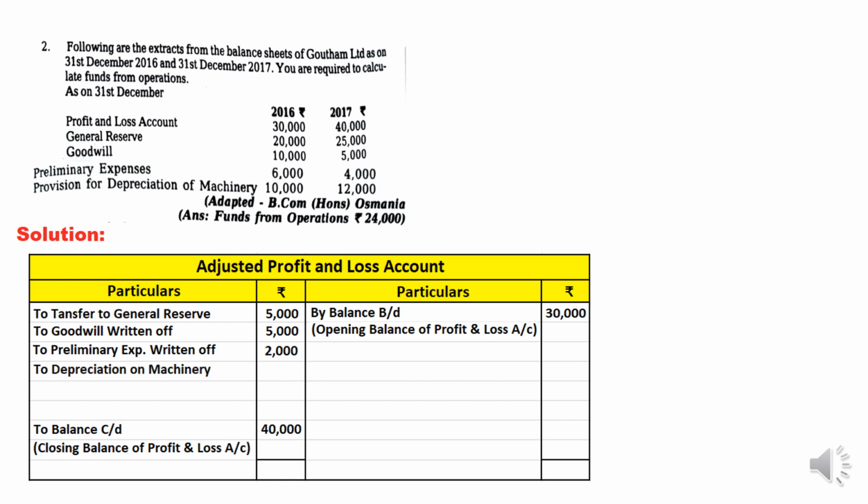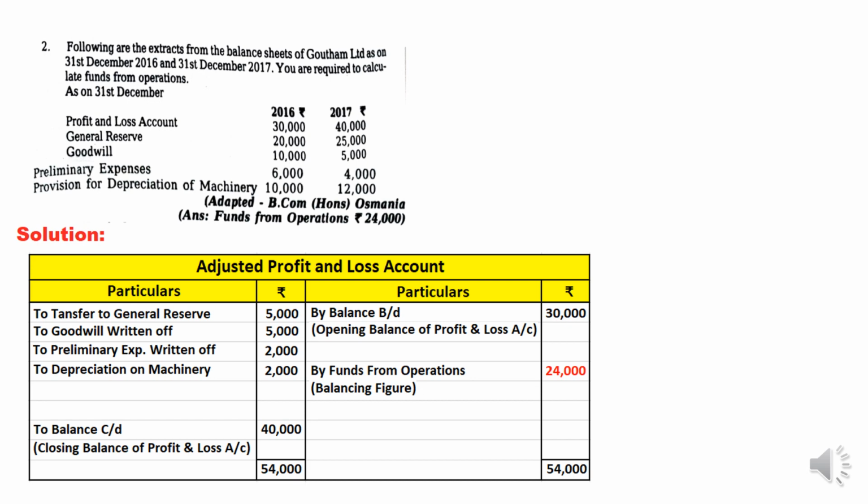Depreciation we had 10,000, now it is 12,000. Depreciation is increasing by 2,000. In the sense we are charging depreciation in the current year of 2,000. Like this we will write all the items. Then we will close the account. Whichever side is more, we will write on both the sides. Since we have the debit side more, 54,000, we will write 54,000 on both sides. Balancing figure we are getting is 24,000 on the credit side. This figure is called by funds from operation as balancing figure. Clear? So very simple. In this way you have to prepare the adjusted P&L account to calculate funds from operation.